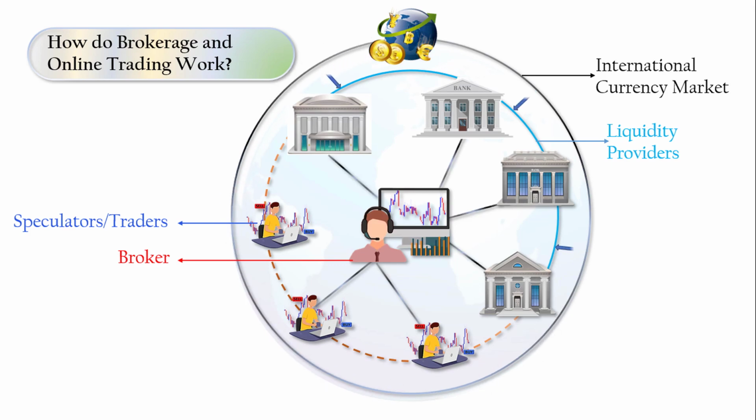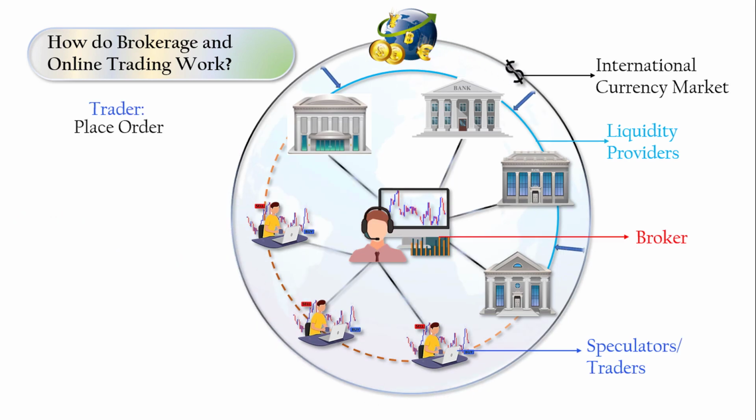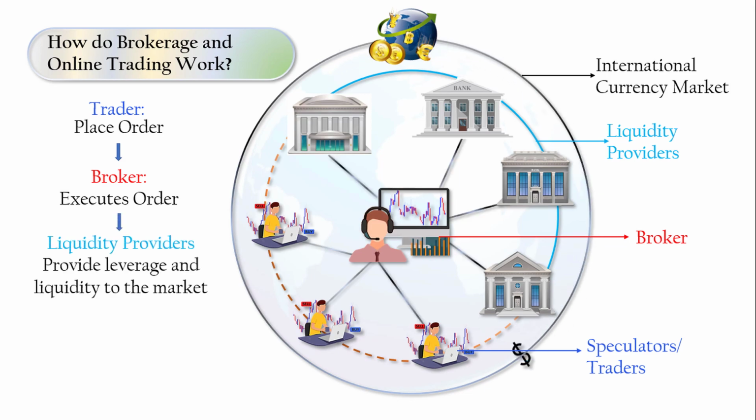You already understand how the brokerage and online trading system works around the world. As a brief, let me explain how the brokerage system works. The trader places the order, then the broker executes the order, and then liquidity providers provide leverage and liquidity to the market, and lastly, the ICM, or international currency market, settles the latest prices globally from time to time.